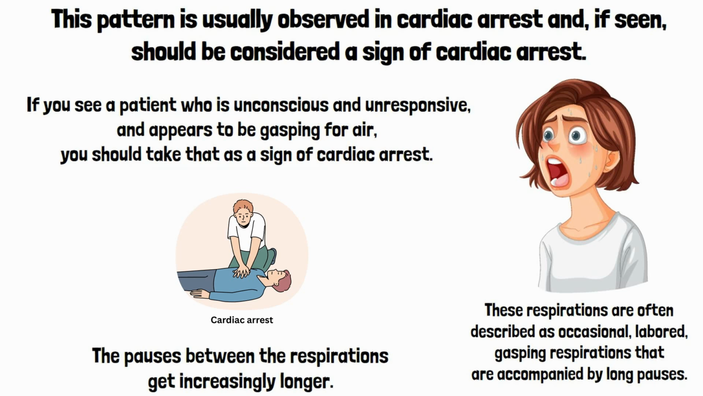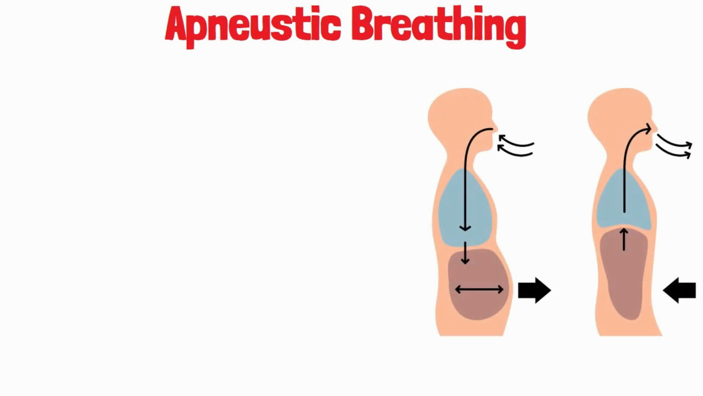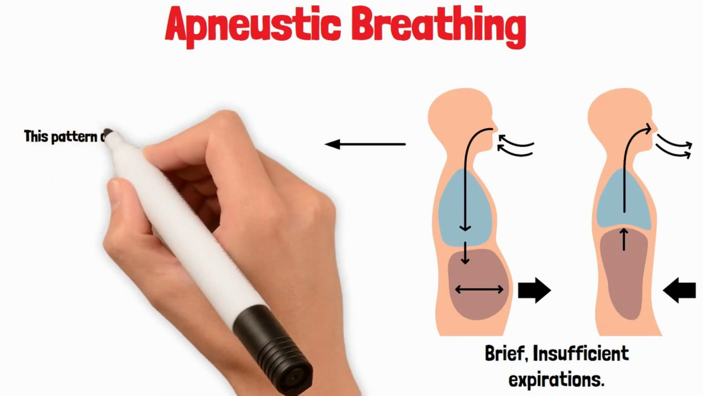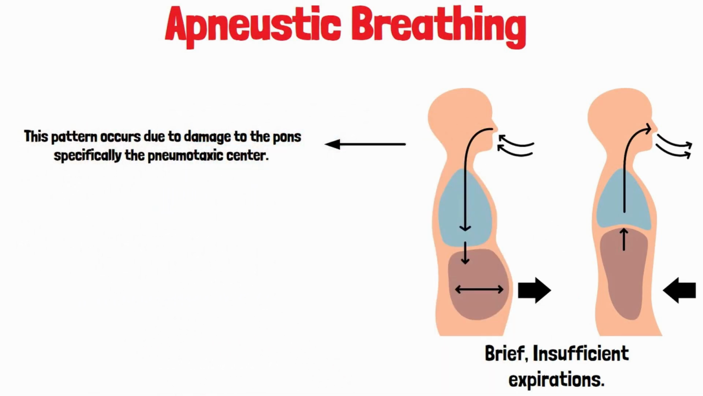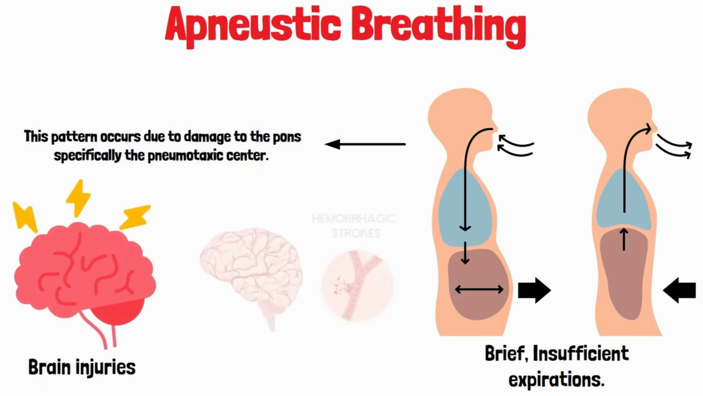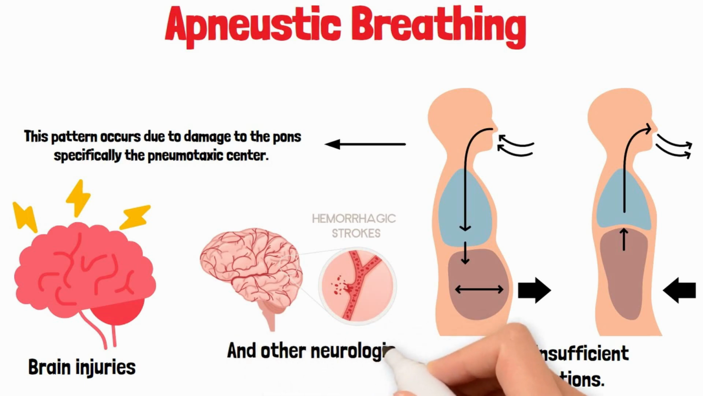Another type of breathing pattern is apneustic breathing. Apneustic breathing is characterized by prolonged inspiratory gasps followed by brief insufficient expirations. This pattern occurs due to damage to the pons, specifically the pneumotaxic center. This type of breathing is also often seen in brain injuries, strokes, and other neurological conditions.